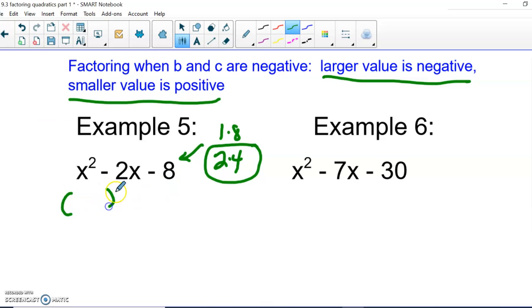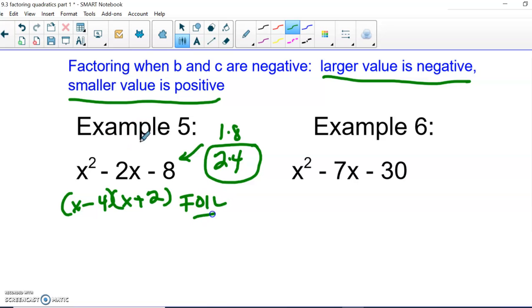So I'm going to go ahead and set up my parentheses, put my x's in, and again this time we're going to have one negative and one positive. So I'm going to go ahead and set up one negative, one positive. Order doesn't matter. And we want our larger value to be the negative. In that case, that's the 4, because when we combine the 4 and the 2 together, we want to end up with a negative 2. And let's go ahead and check it.